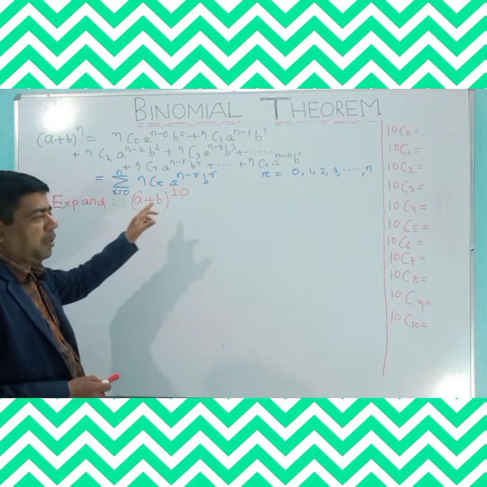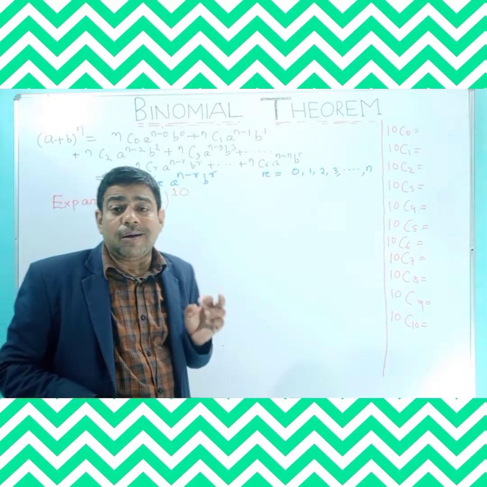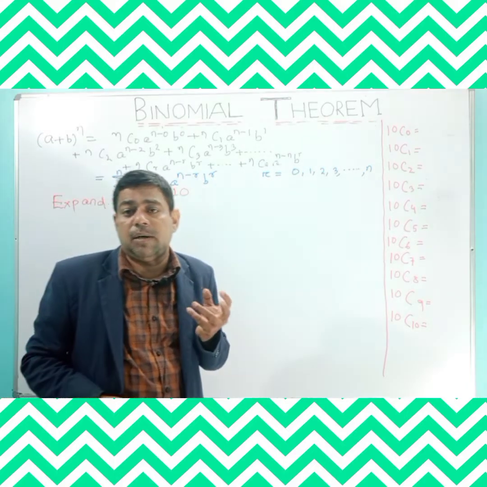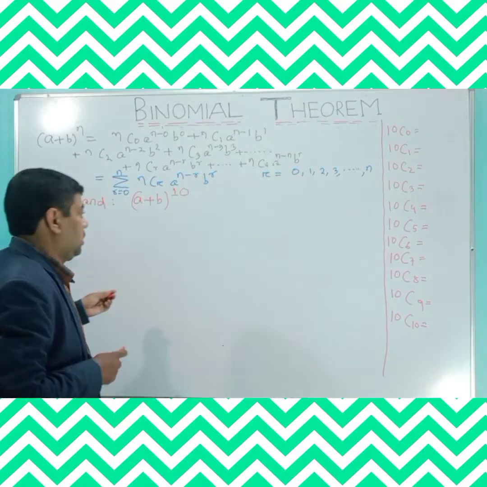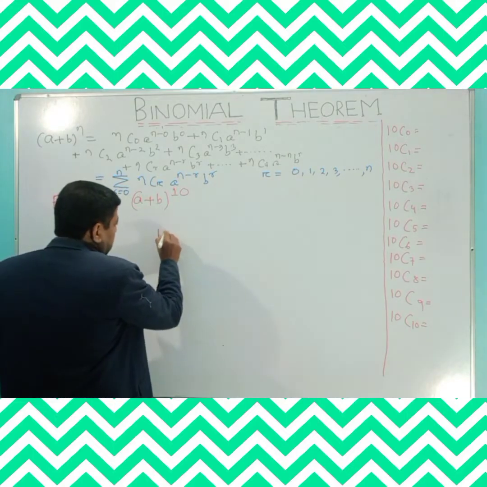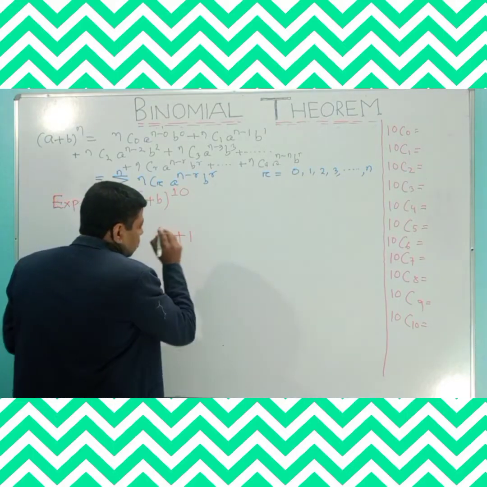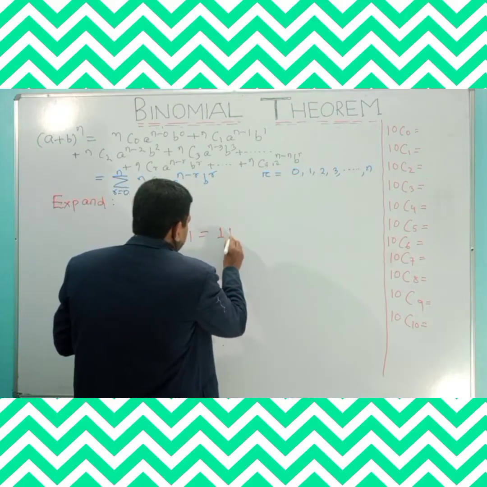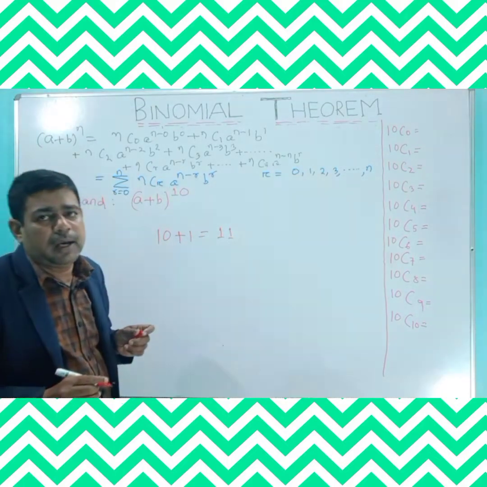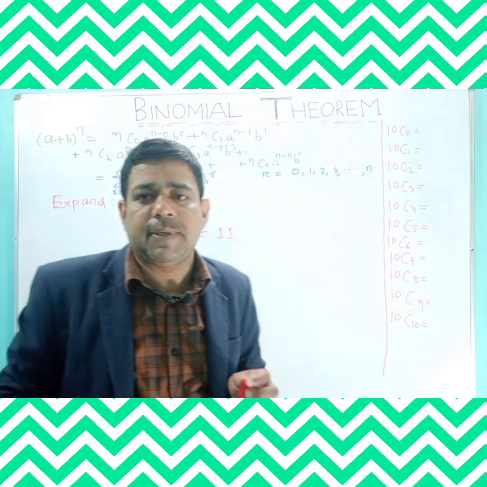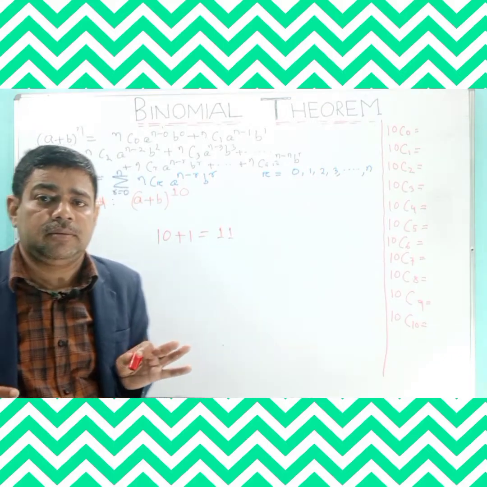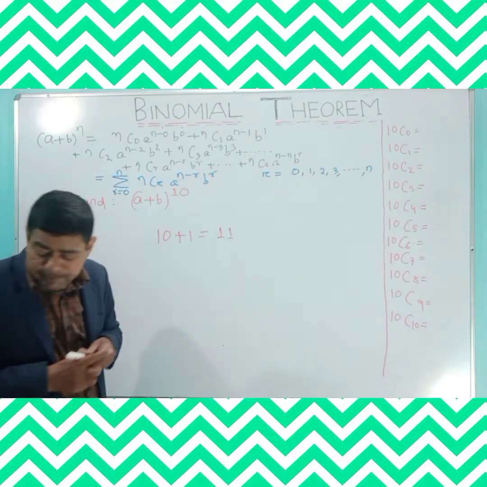Okay, here the power of the binomial is 10, and we already know how many terms there will be in a binomial theorem. You see the power. If the power is 10, just add 1 to the power of the binomial, then the number of terms will be 11. It means this binomial expression, (a plus b) to the power 10, will have 11 terms. Okay, let's expand.